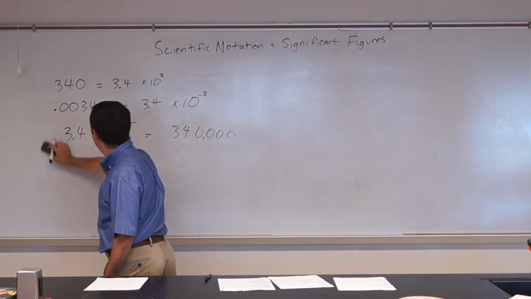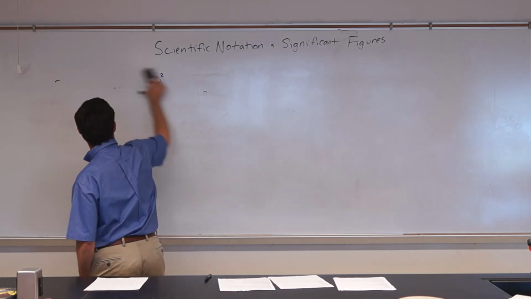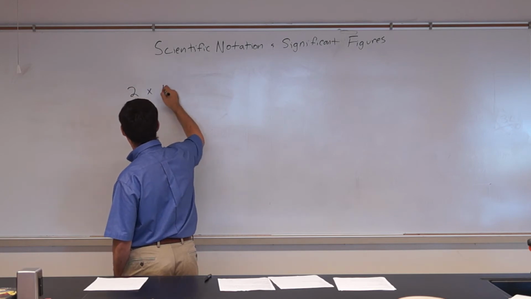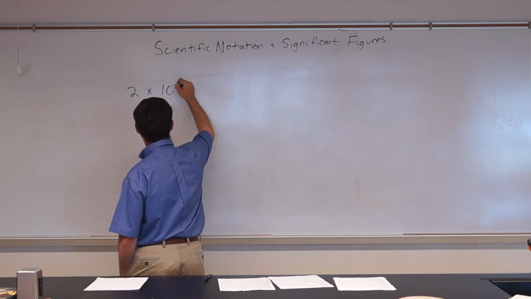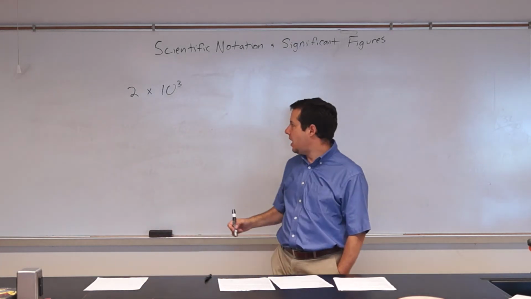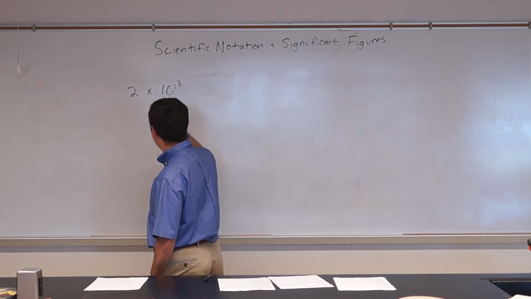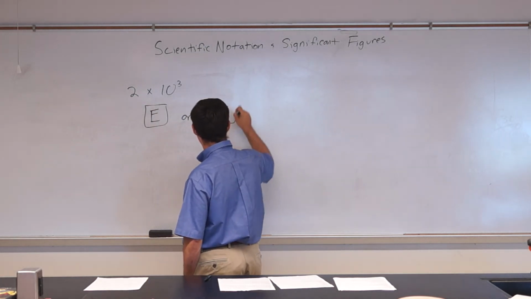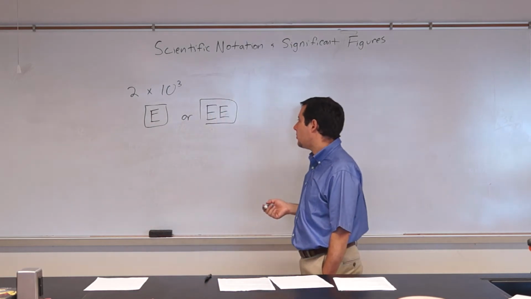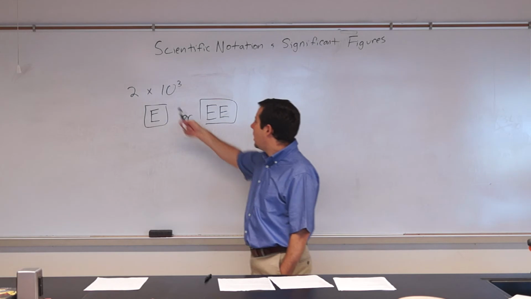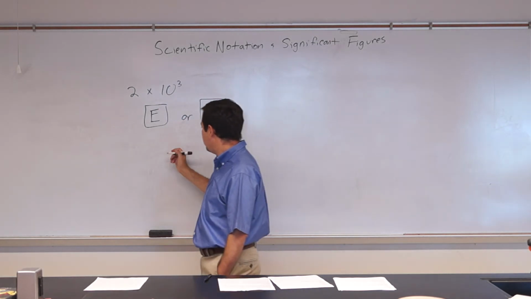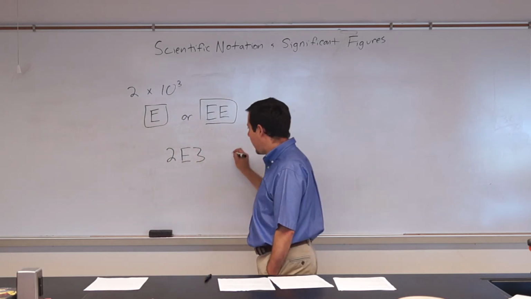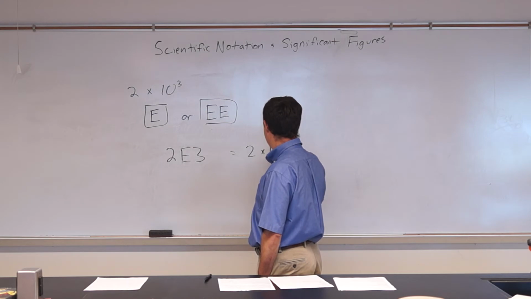So let's say you have a number that you want to put into your calculator. That number could be 2 times 10 to the 3rd. Well, there's a button on your calculator that says either capital E or 2 capital E's. Not lowercase, it's got to be capital. And you can use that as a times 10 to the something. So if you do 2E3, that's the same as 2 times 10 to the 3rd.